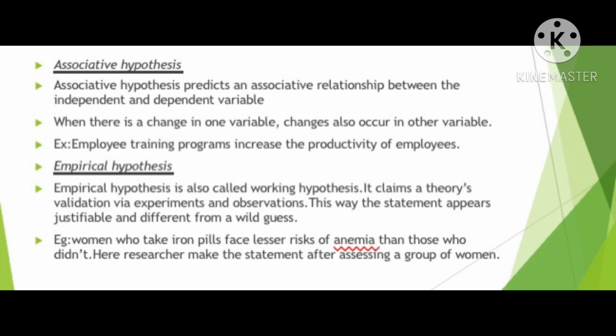The next one is empirical hypothesis. Empirical hypothesis is also called working hypothesis. It claims a theory's validation via experiments and observation. Through experiments and observation, we are validating a theory. That is known as an empirical hypothesis. This way, the statement appears justifiable and different from a wild guess. Through experiments and observation, the statement appears more justifiable. It is not a wild guess.